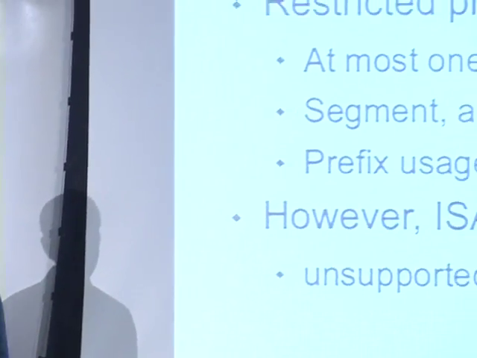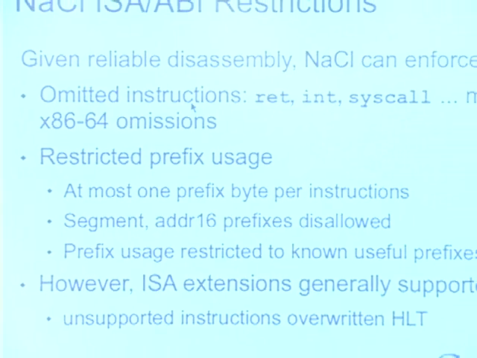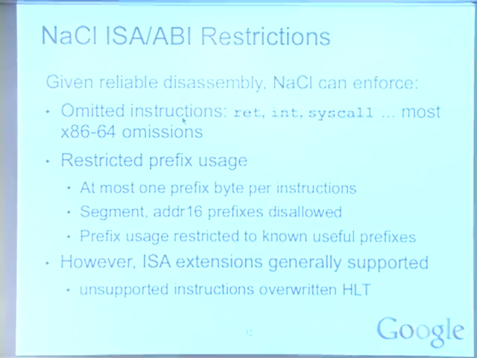Okay. So the point of all of those rules is to make disassembly reliable, to make sure that we see every instruction that can possibly be executed by the untrusted code. And with reliable disassembly in hand, there's a bunch of other things that we can actually do. For example, we can arbitrarily remove instructions from the instruction set. Now, of course, we're not arbitrary about it. There's some very specific things that we leave out. One of the more curious ones is the return instruction.